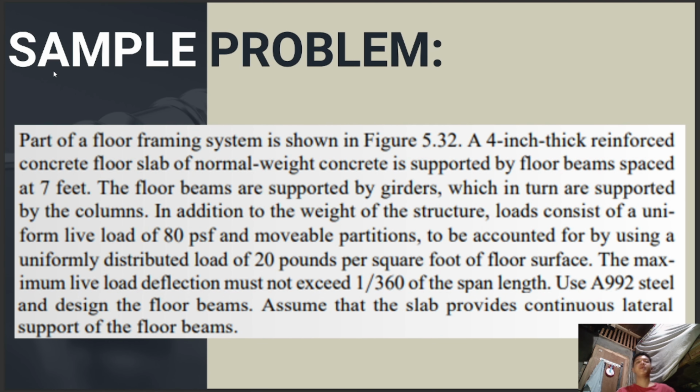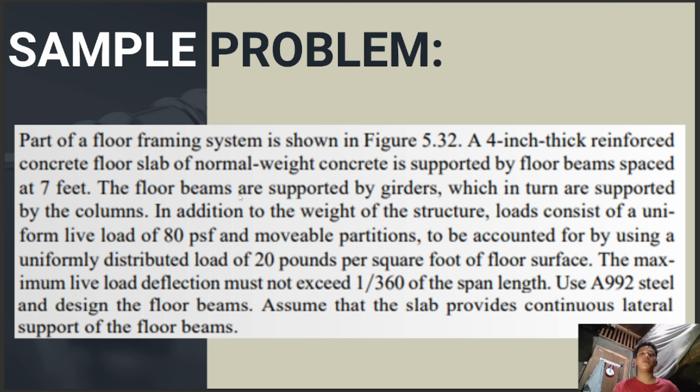Then, there's some more problem. Part of a floor framing system is shown in figure 5.32. A 4-inch thick reinforced concrete floor slab of a normal weight concrete is supported by floor beams spaced at 7 feet. The floor beams are supported by girders, which in turn are supported by the columns.